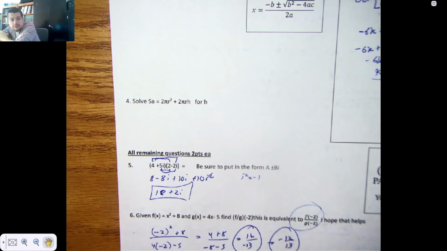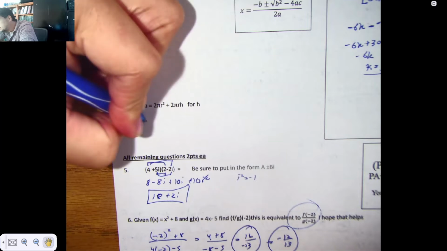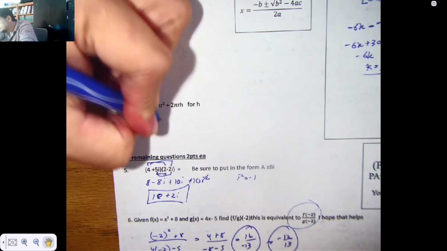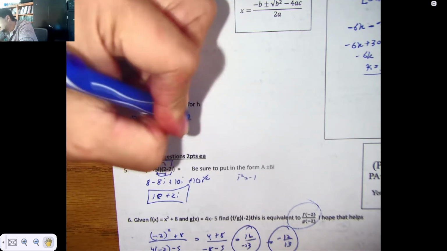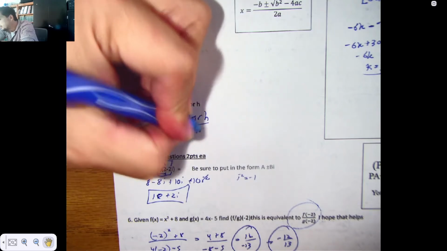Number 4 says solve surface area equals 2 pi r squared plus 2 pi r h for h. That is the surface area of a right cylinder. So I'm going to jump this over because that gets this thing mostly clean. It does. It takes care of quite a bit of stuff. Then I'm going to divide by 2 pi r.